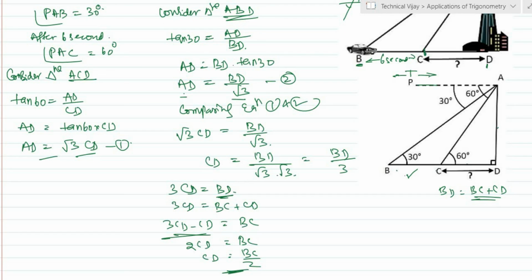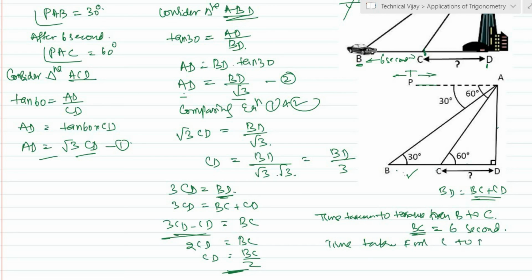So now CD we got, CD is equal to BC divided by 2. Now I will write the time taken to travel from B to C is equal to 6 seconds, that is given. The distance will be BC. So the time taken from C to D, that is CD, is equal to BC divided by 2, which is equal to 6 seconds divided by 2, which is equal to 3 seconds. So the time taken to travel from this point to this point is 3 seconds.